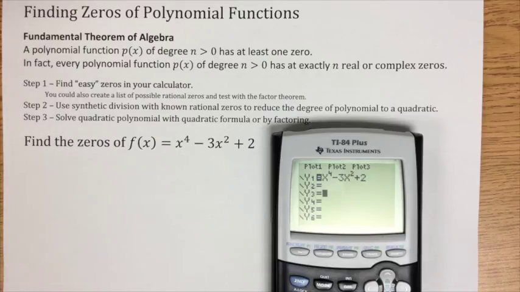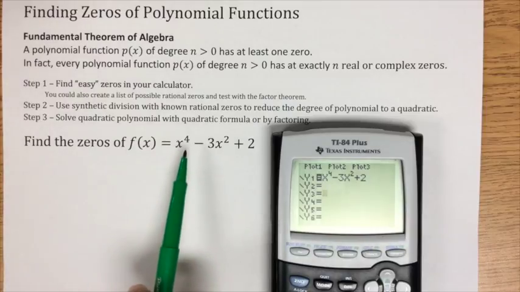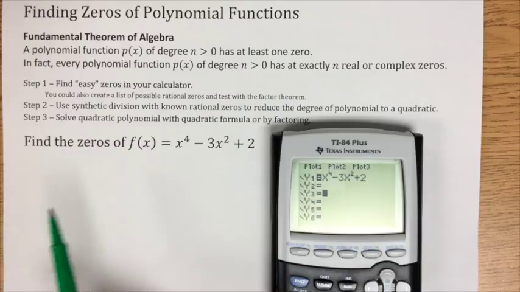Before we get started, we're going to look at our highest degree, which is 4. And the fundamental theorem of algebra says that our highest degree will tell us exactly how many zeros we have. They could be repeated zeros. They could also be imaginary, but we should definitely be able to find 4 of them. Now, real zeros are the ones that touch our x-axis or cross the x-axis. So we're going to use our calculator and find the easy zeros.